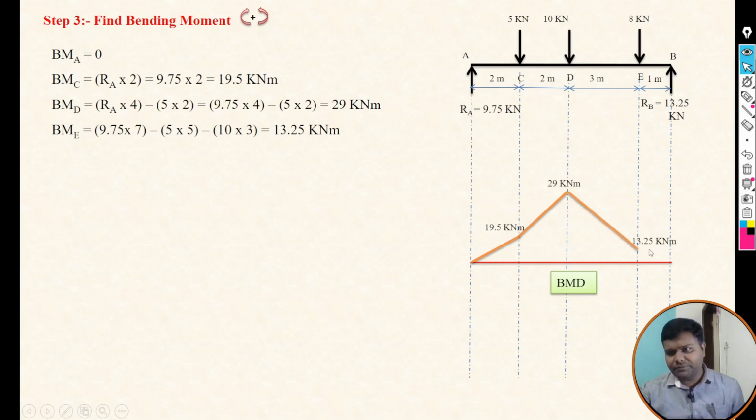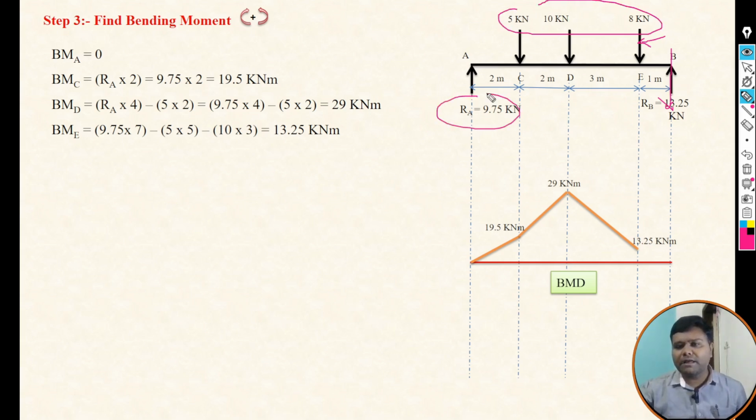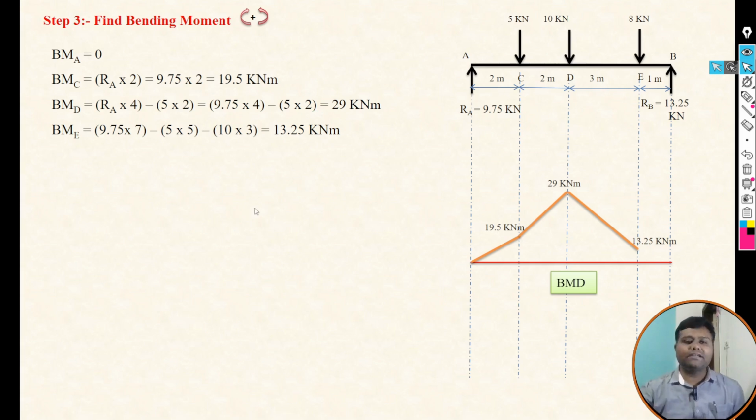See, like this. And last, the moment at B point. Again take a section at B point and focus on the left. So three forces and one support reaction are there, correct? So the equation will be first RA into perpendicular distance, how much? 2 plus 2 plus 3 plus 1, that is 8. So 9.75 into 8, then 5 into perpendicular distance, 2 plus 3 plus 1, 6, correct? 10 into perpendicular distance, that is 3 plus 1, 4, and 8 into perpendicular distance 1. Just solve this equation, we will get a value of 0. So it means this bending moment diagram goes to 0 at B point.